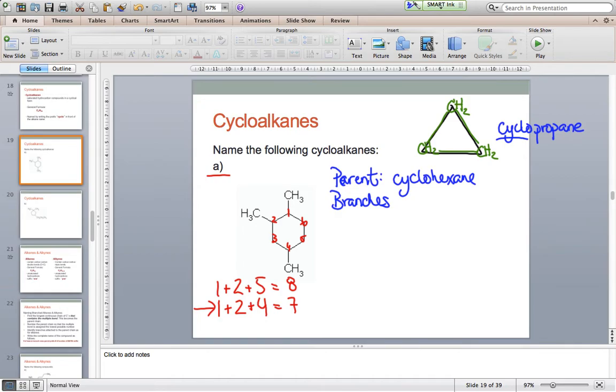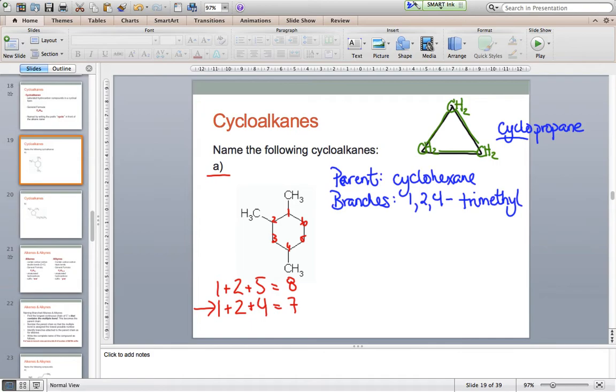All right, cool. So when I'm identifying my branches, I can see I've got 3 methyls. I'm just going to abbreviate this stuff a little bit. So I've got 3 methyls, which gives me a prefix, or a pre-prefix is what we're calling it, of tri. And where are those branches located? Well, they're located at 1, 2, and 4.